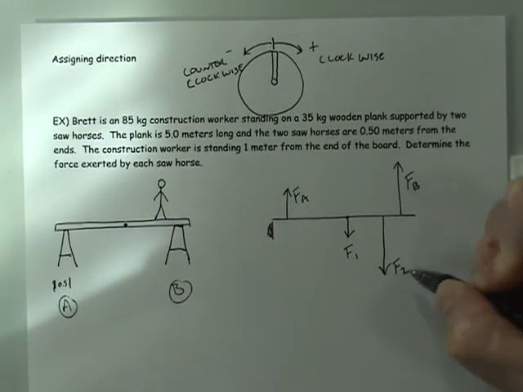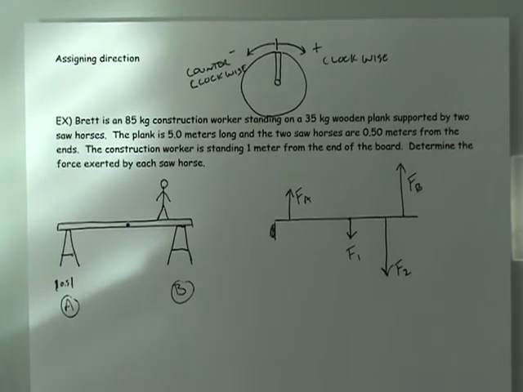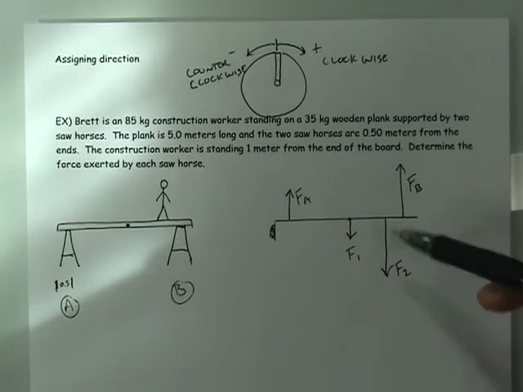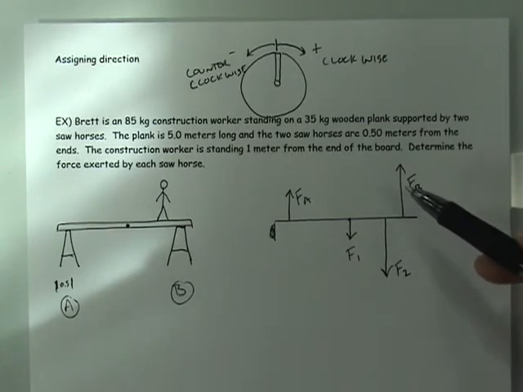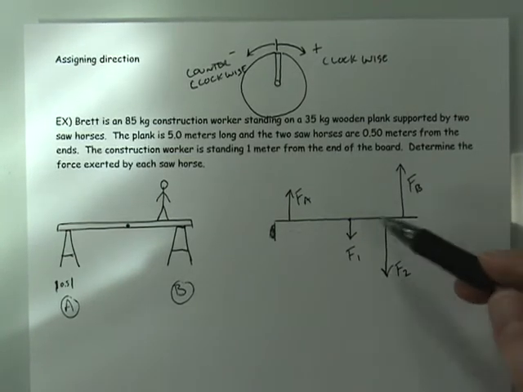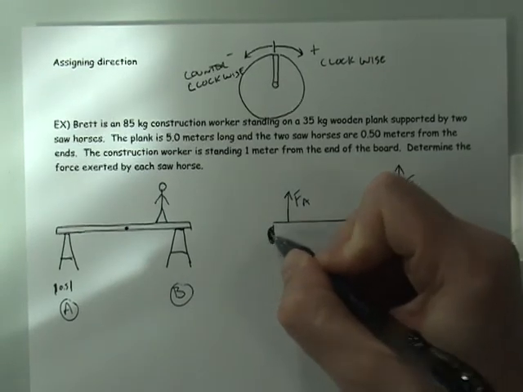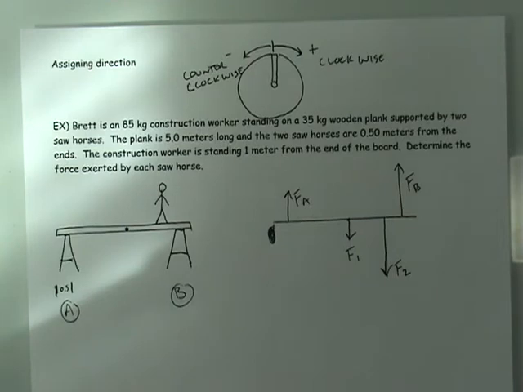I'm going to call them F2. They are the 2 downward forces, one from the weight of the board, one from the weight of the person, and then the 2 upward forces, which is the force from the right sawhorse and the force from the left sawhorse. Okay, so at this point, I have not established what is my point of rotation.